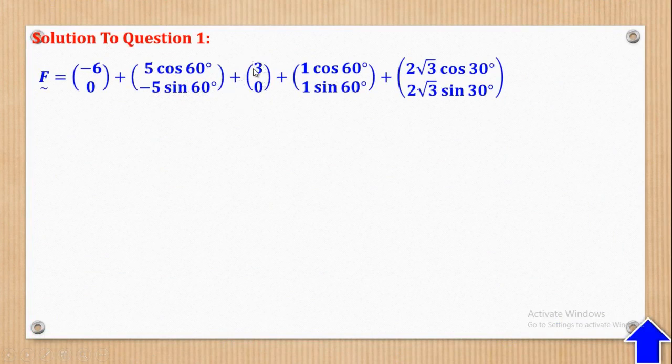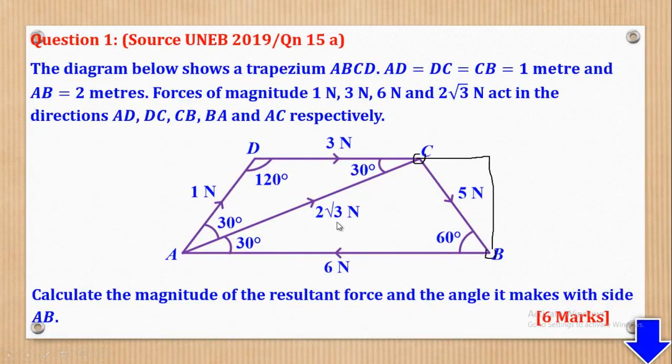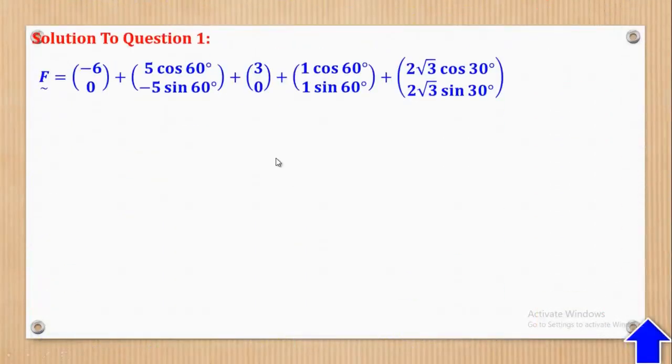Now we shall go to the 3 Newton force. For the 3 Newton force, we have 3 and 0, and let's see how it comes about. When you look at the 3 Newton force, it is entirely horizontal and is pointing to the right, meaning it will be +3 and 0. +3 will be the horizontal component and 0 will be the vertical component. So we are done with this. Now next will be the 1 Newton force. Here we have 1 cos 60 degrees and 1 sin 60 degrees. All are positive.